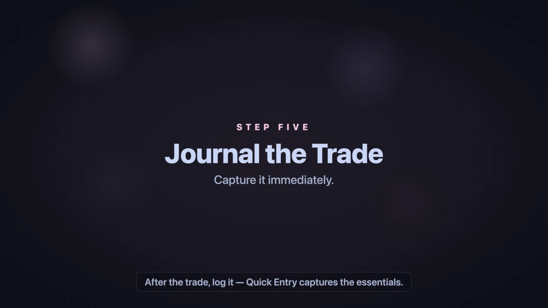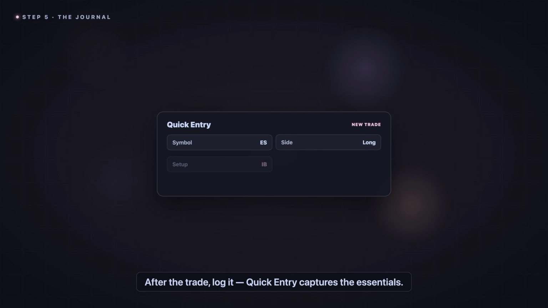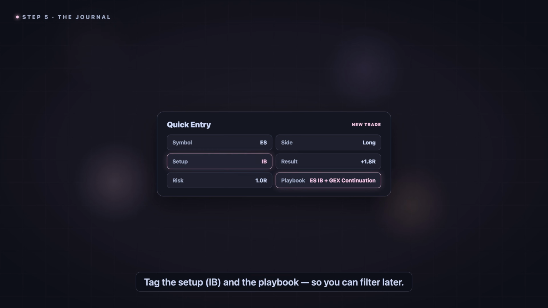After the trade, I log it. If I'm moving quickly, I can use quick entry to capture the essentials: symbol, side, setup type, result, risk, and playbook. For this trade, the setup type is IB, and the playbook is ES initial balance plus GEX continuation. That tagging is important, because it lets me separate this setup from everything else later.